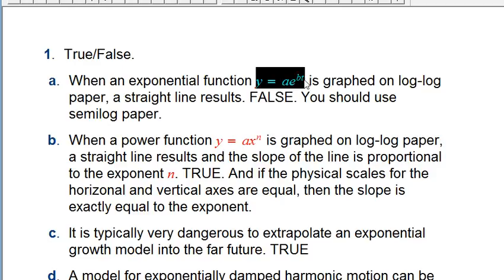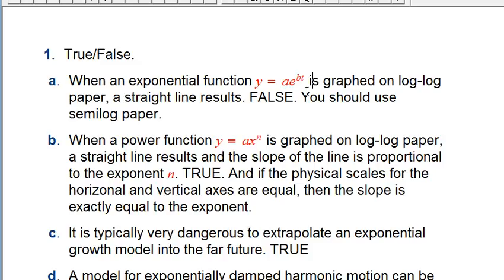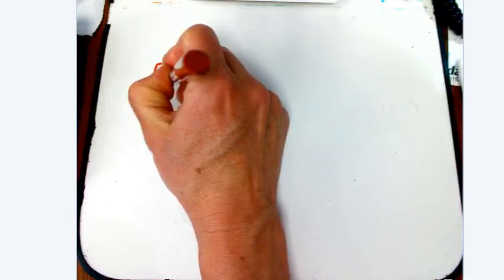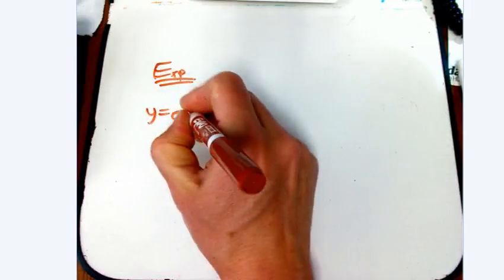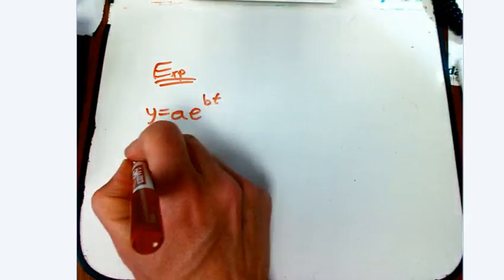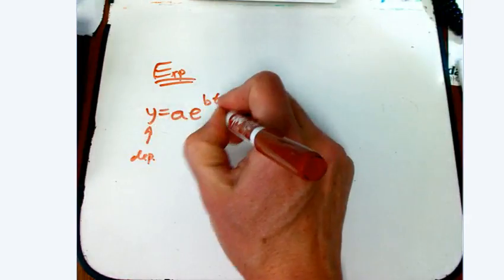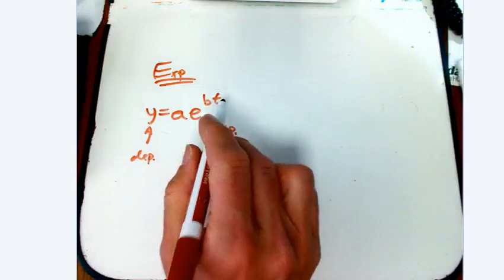So an exponential function is really important. This and the next problem about a power function, really, really important where the variable is. So let's look at that. Exponential functions are some multiple of a e to the bt. Here's the dependent variable. Here's the independent. It doesn't have to be a t, but very often it's a time variable.